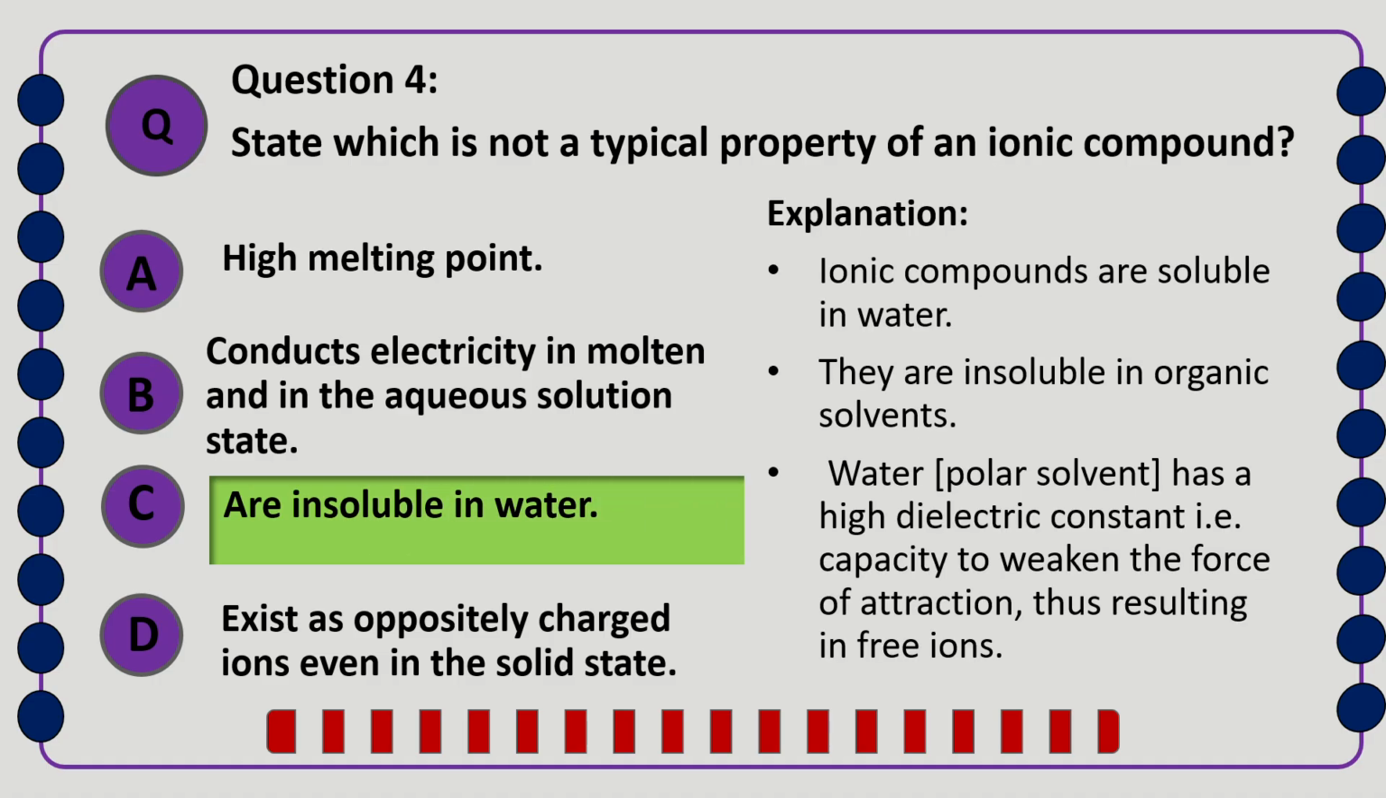Let's take the explanation. Ionic compounds are soluble in water. They are insoluble in organic solvent. Water has high dielectric constant, that is capacity to weaken the force of attraction, thus resulting in free ions. I hope the concept is clear. Let's move on to the next question.